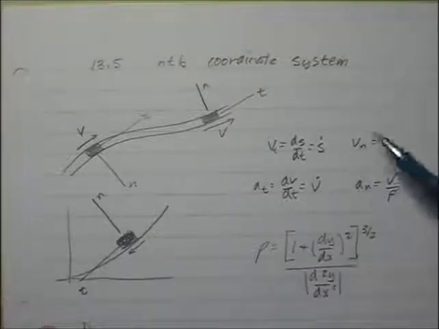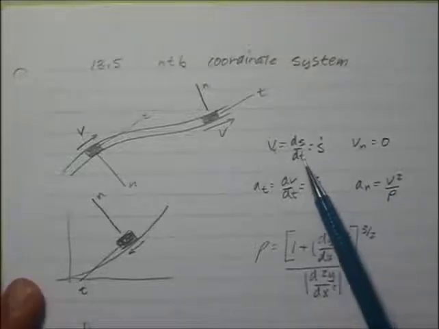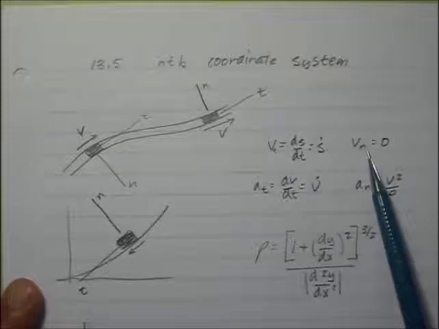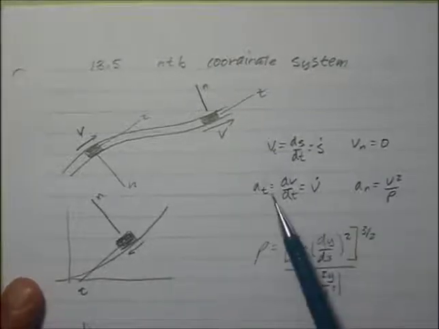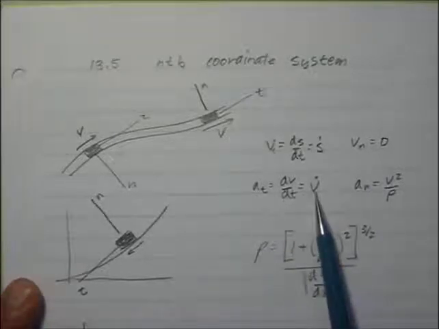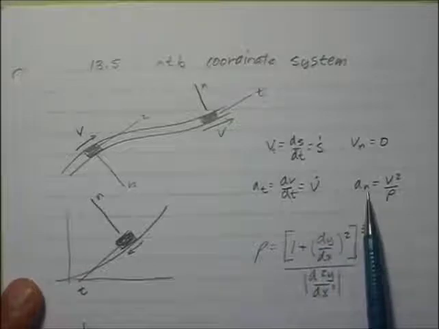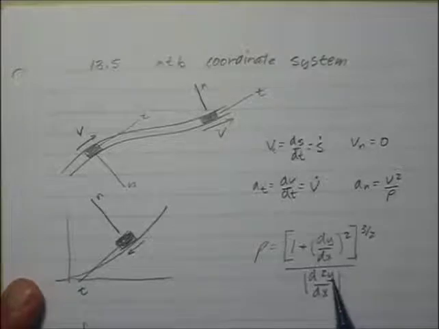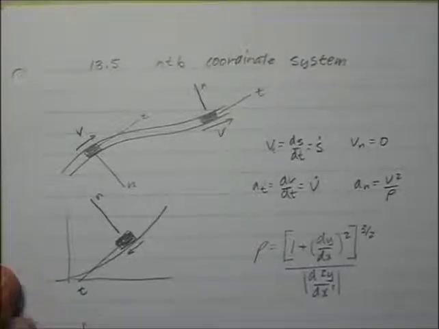And recall that our equations are: the velocity in the tangential direction is ds/dt, which is s dot, never a normal component of velocity, meaning perpendicular component of velocity. The acceleration in the tangential direction is dv/dt, which is v dot. Then the normal component of acceleration is v squared over rho. Recall also that the equation for rho is there.